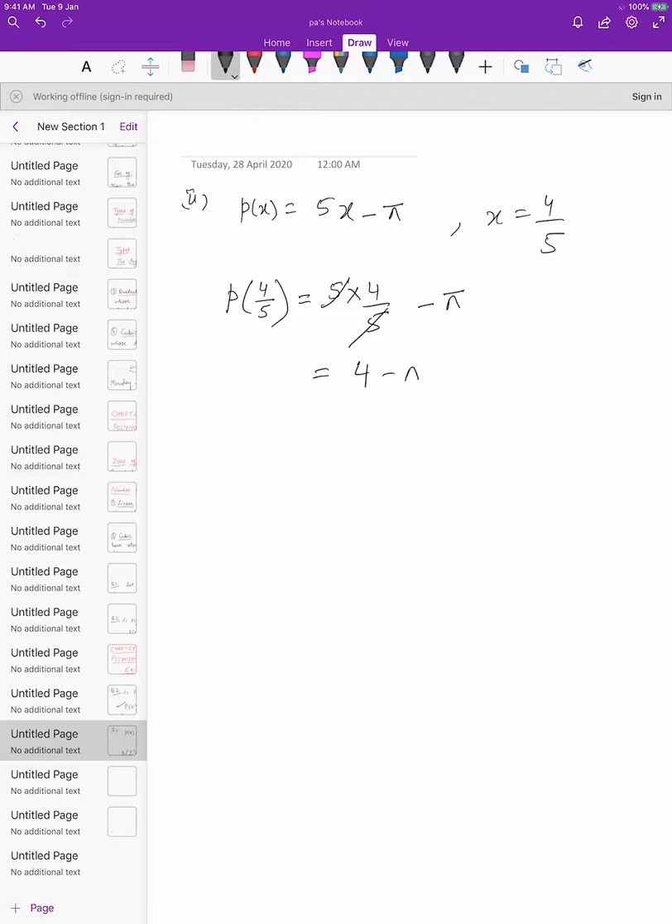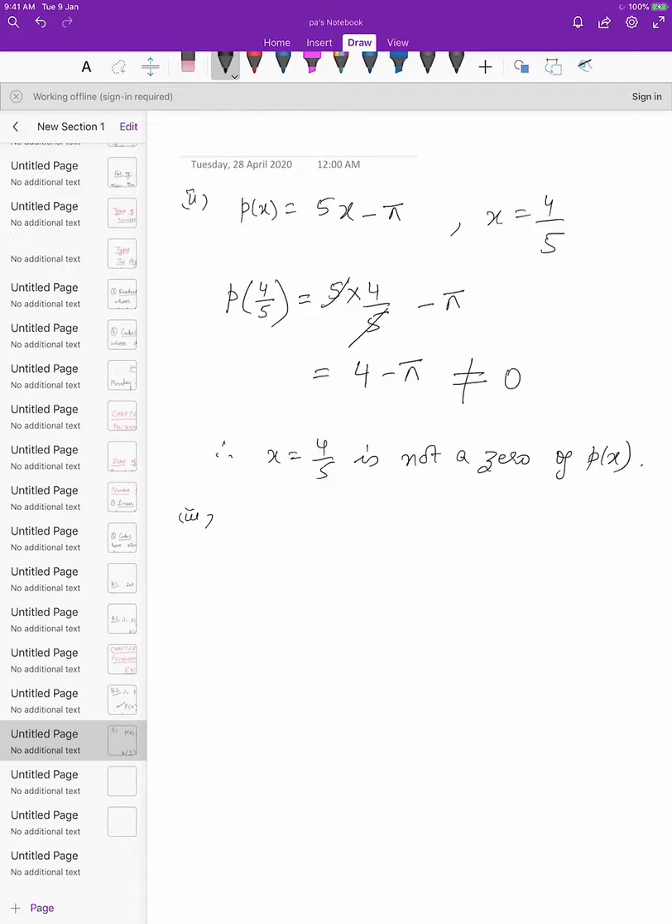given polynomial. So here we are getting the value as 4 minus pi. Pi you already know is either 22 by 7 or 3.14. So obviously it is not equal to 0. It may be any value but at least not equal to 0. So therefore x is equal to 4 upon 5 is again not a zero of the given polynomial p(x).